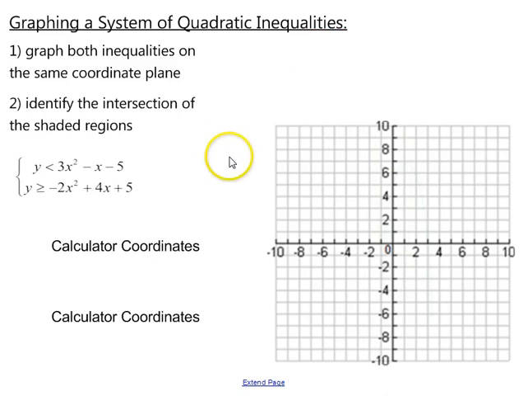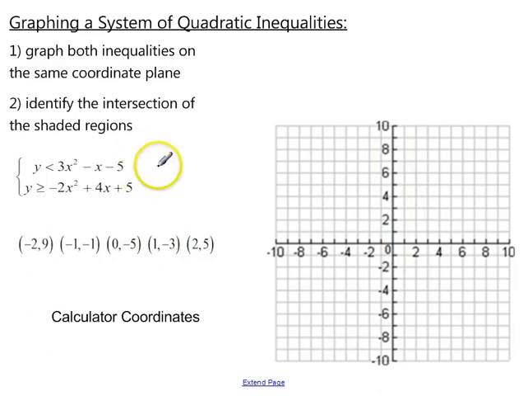So the first thing we want to do is enter the first quadratic into the calculator and use the table to find the coordinates. So these are the coordinates you should get, and then we want to plot them. So I'm going to plot using red for this one. So we have -2, 9, -1, -1, 0, -5, 1, -3, and 2, 5.